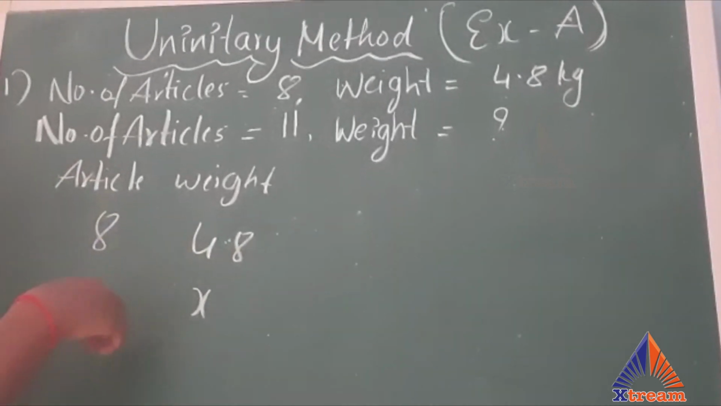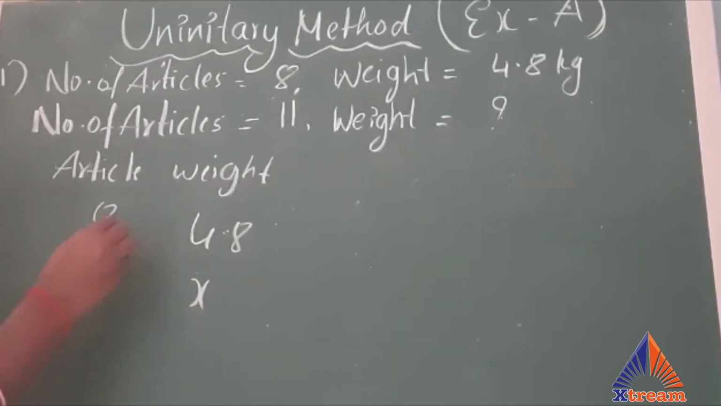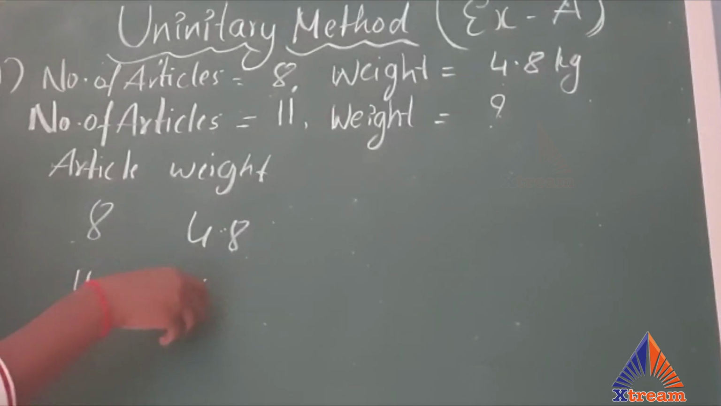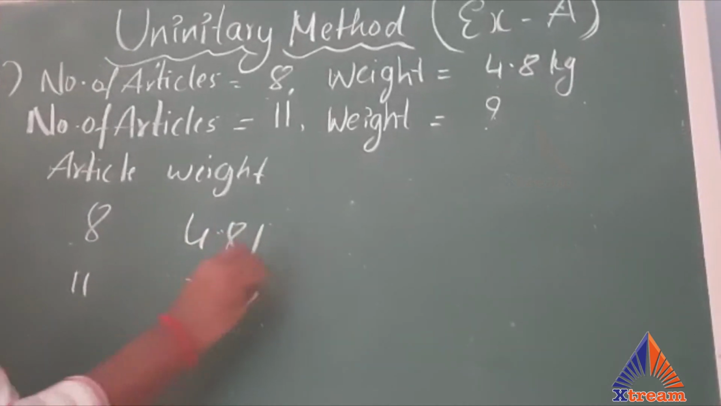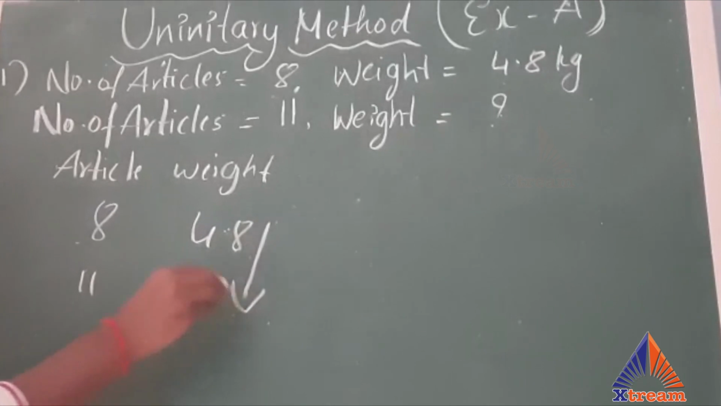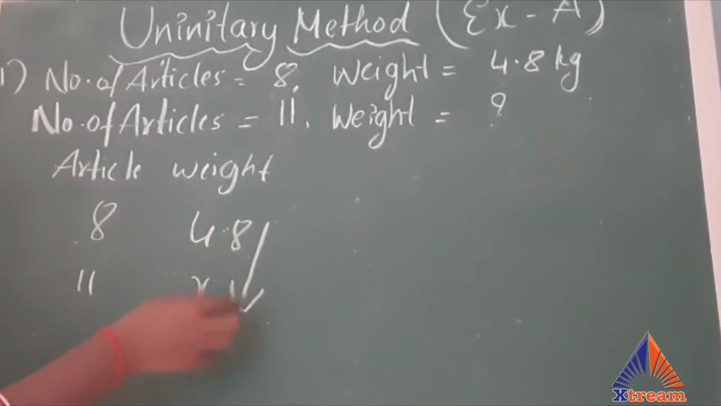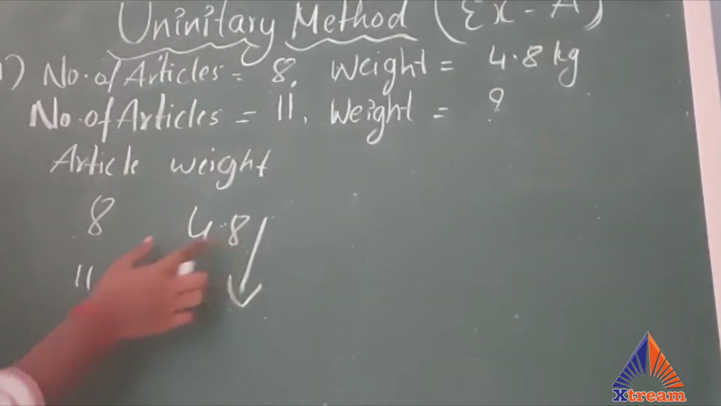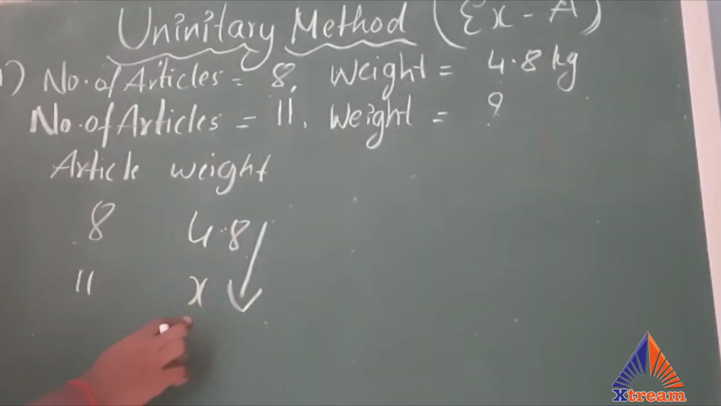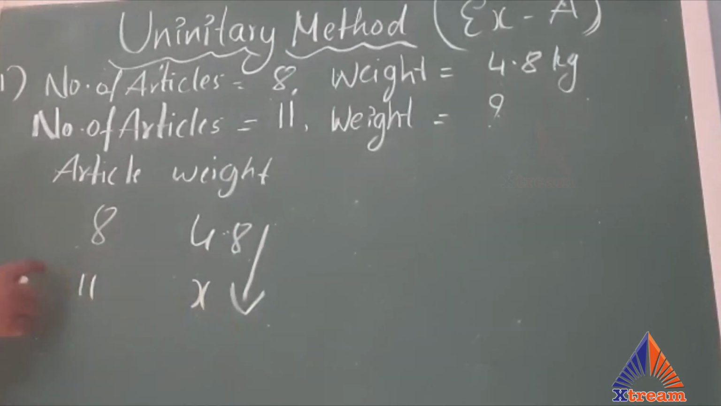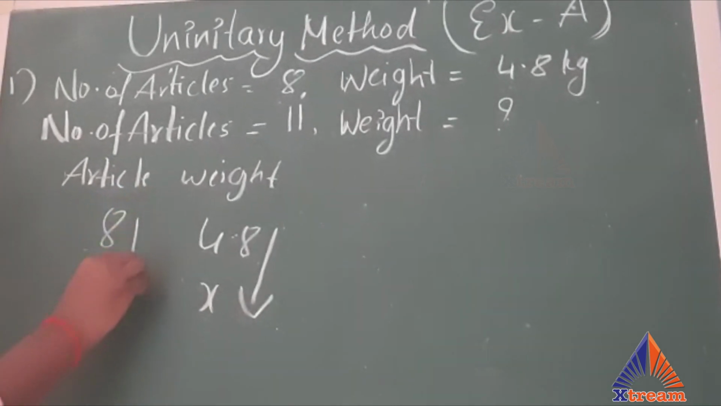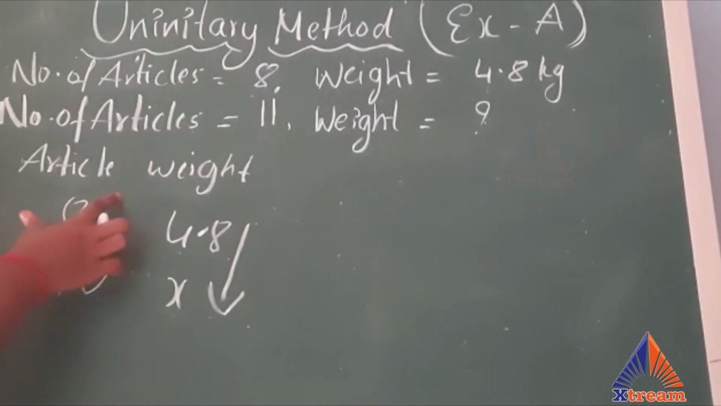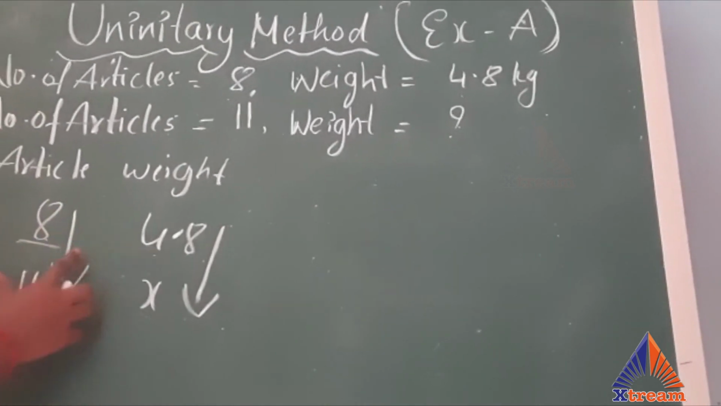Now let's point the arrows. For 8 articles, if the weight is 4.8, for 11 articles the weight will be more, right? So point the arrow downwards. We should always point the arrow in the direction where the value is more. So the weight will be more than 4.8 here, so we point the arrow downwards. Here obviously 11 is the higher value, so we need to point the arrow here. So here we have pointed the arrows, right?